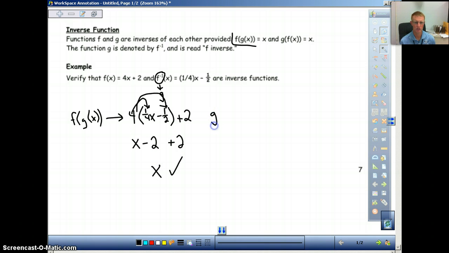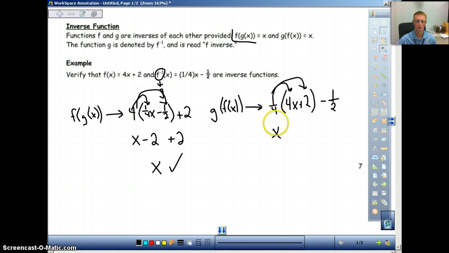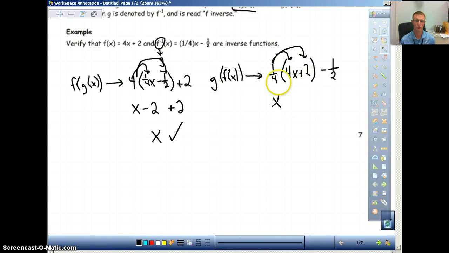Now we're going to do g of f of x. And this will be, we're going to start with our g of x, so that's going to be 1/4. And then in parentheses, instead of x, we will put our other function, which is 4x plus 2. And then we have our minus 1/2 at the end. So again, we're just going to distribute through this. 1/4 times 4 is x. 1/4 times 2 is 2/4, which is going to be 1/2, so plus 1/2, minus 1/2, and of course these cancel out and we're left with x again.